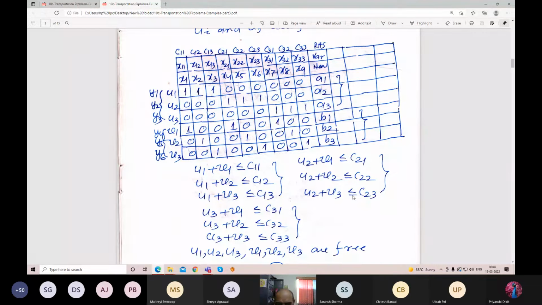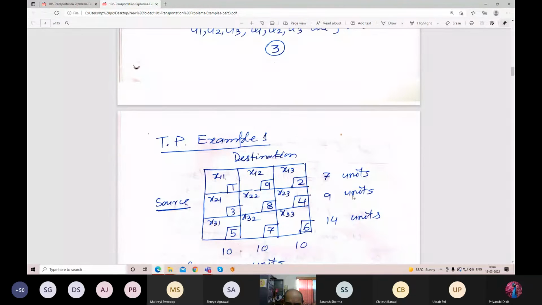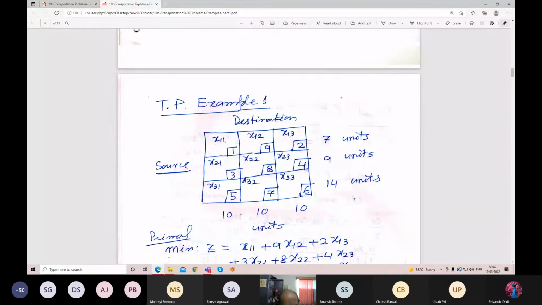Now let us consider a 3x3 problem. Let us consider a 3x3 problem, and this is a balanced transportation problem. Generally, a transportation problem is given in the matrix format, not in the equation format. So there are 9 variables, as you see, they are unknowns: x11, x12, x13, x21, x22, x23, x31, x32, x33. The 9 variables. These are the primal variables.